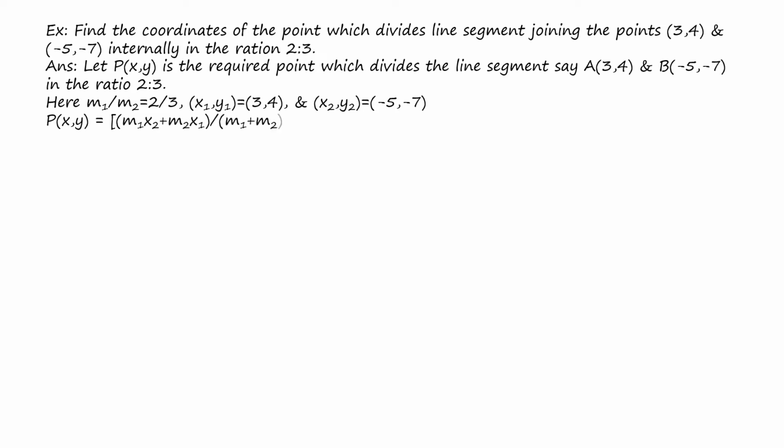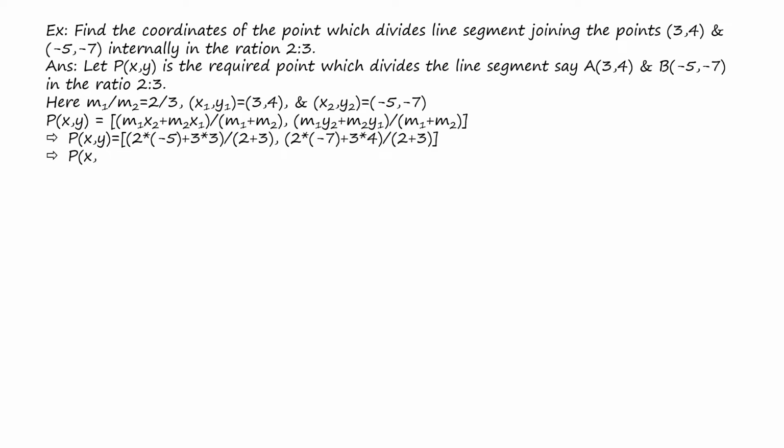We know in case of internal division, the coordinates of the point of division can be given as (m1x2 plus m2x1) whole divided by (m1 plus m2), comma (m1y2 plus m2y1) whole divided by (m1 plus m2). So putting the values of m1, m2, x1, x2 and y1, y2, we get P(x, y) equals (2 into minus 5 plus 3 into 3) whole divided by (2 plus 3), comma (2 into minus 7 plus 3 into 4) whole divided by (2 plus 3). That equals P(x, y) equals (minus 1 by 5, comma minus 2 by 5).